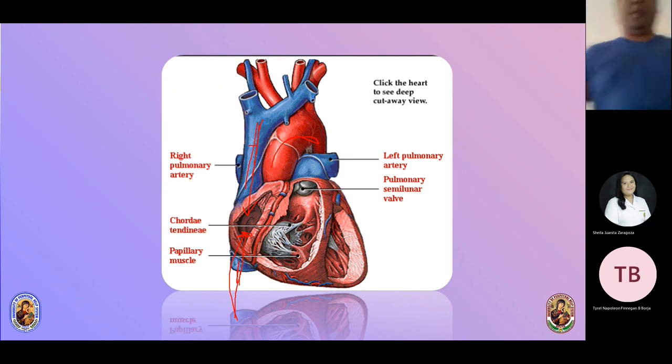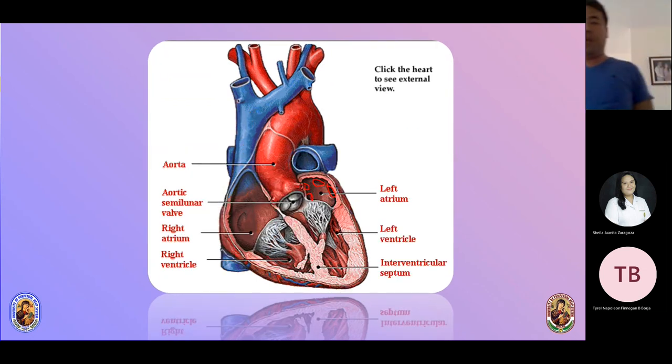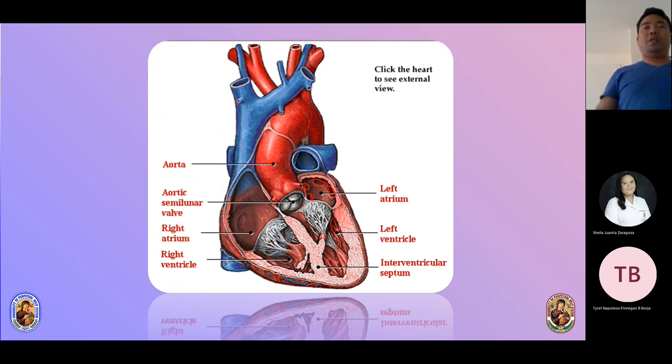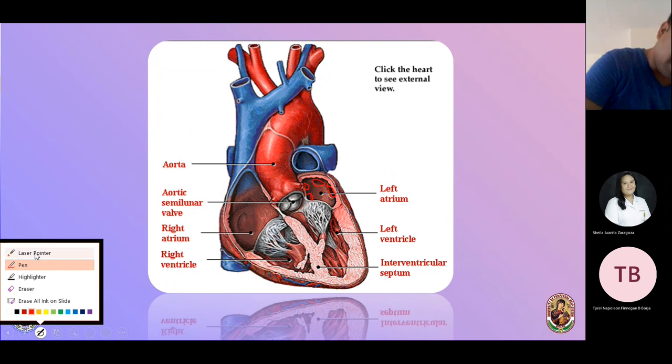Okay. So, moving on. If we remove the anterior part of the heart, you will be able to see its cutaway view, meaning the chambers inside will be exposed. And you will also be able to see the specific chambers where those blood vessels that we mentioned earlier are connected. But before we do that, let us first identify those chambers of the heart. You will notice that the heart all in all has four chambers inside, right?